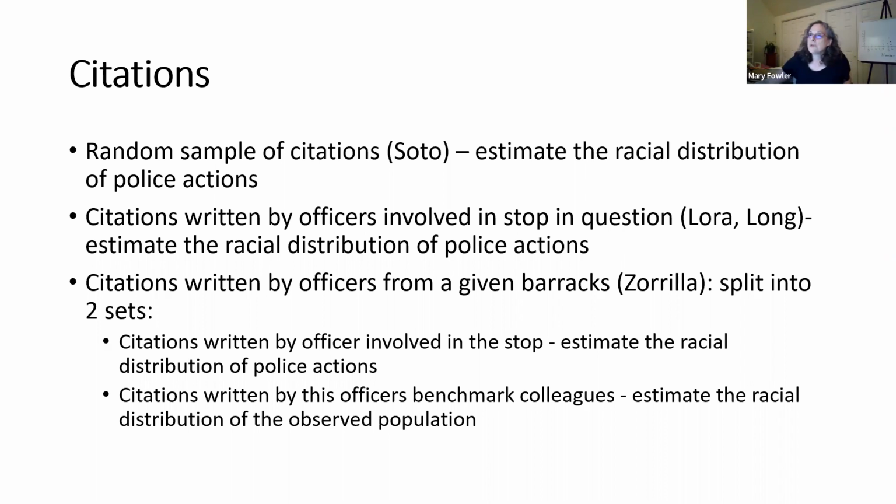We can also look at citations written by officers involved in the stop in question. So now in Laura and in Long, we use the citations written by the officers to estimate the racial distribution of the individual subjected to that police action. So that's a pretty direct way of measuring. And then citations in the Zarilla case, I looked at all the citations written by officers in the barracks that the officer in question was part of.